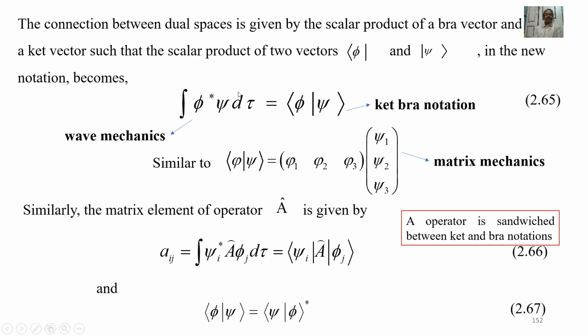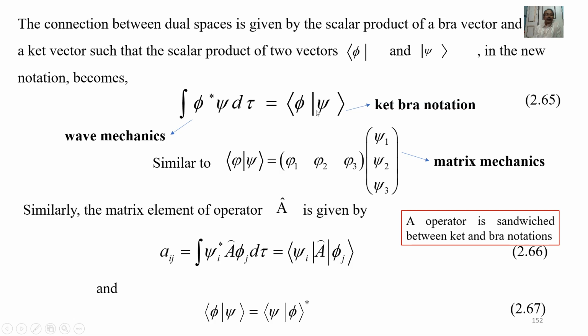Now we know that this is the normalization condition which we wrote already and discussed earlier. So the integral of phi star psi d tau, which is represented in terms of wave mechanics, can be written as follows, where phi star is nothing but bra phi, and psi is denoted as ket psi. This wave mechanics representation can be replaced with this notation, which we call bra-ket notation, bra phi with ket psi.